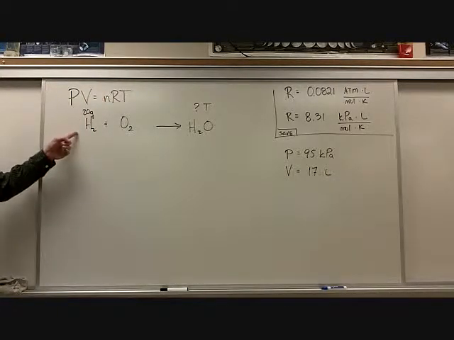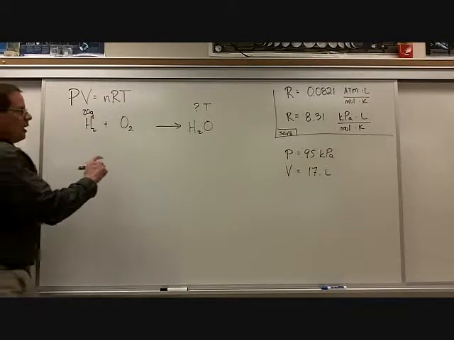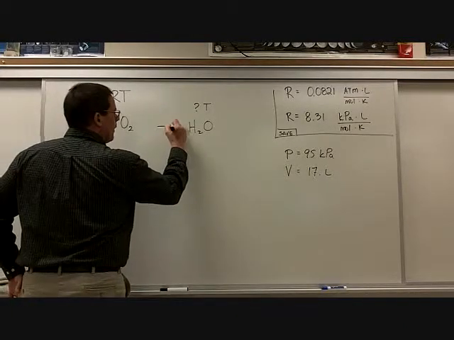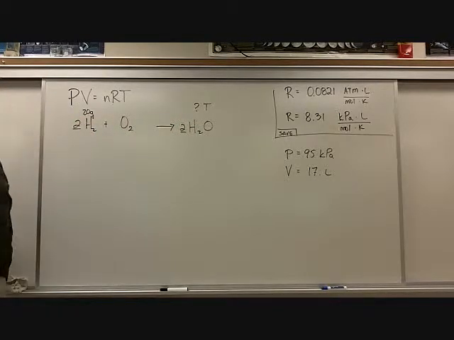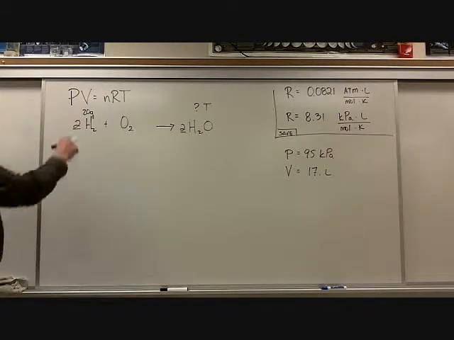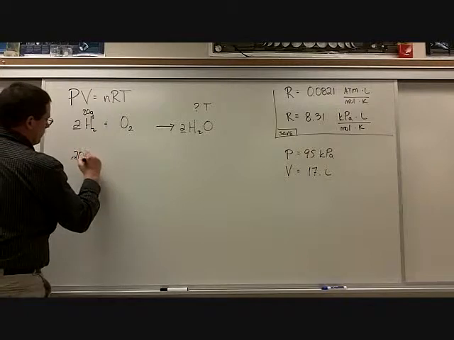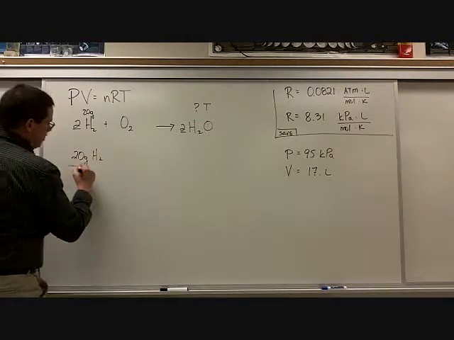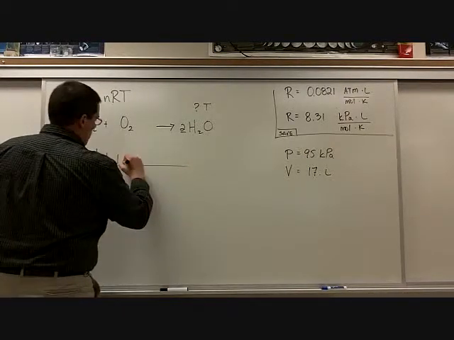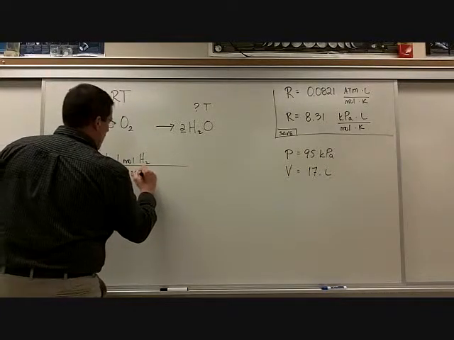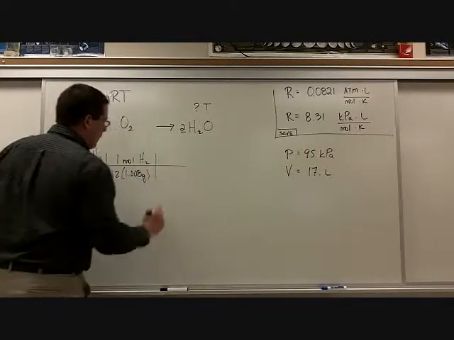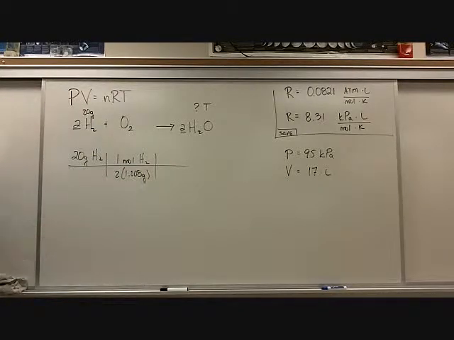Step 1, is this balanced? No. So we need a 2 in front of that and a 2 in front of that. So we have our equation balanced. Step 2, change what's given into moles. So we'll take the 20 grams and convert it into moles. So 1 mole of hydrogen, 2 times 1.008 from the periodic table. And that's all step 2.